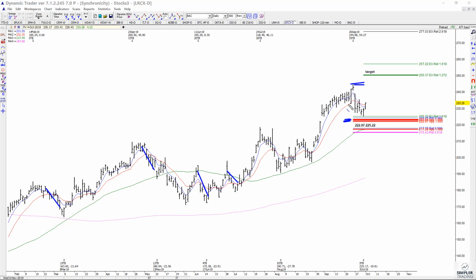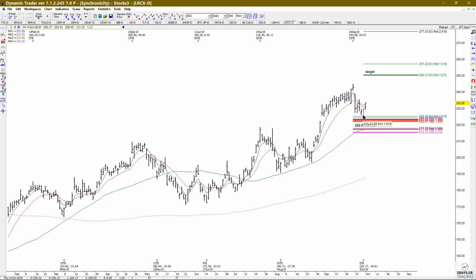We also had a 1618 extension of a low to high swing. We had a 382 retracement of another swing. Bottom line, we had the confluence of at least 5 price relationships between 227.07 to 222.07 to 225.22.